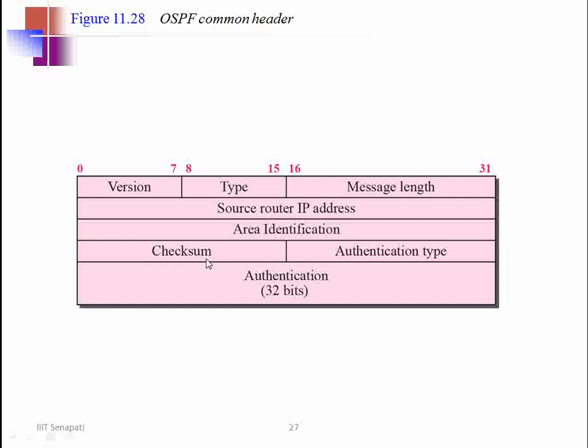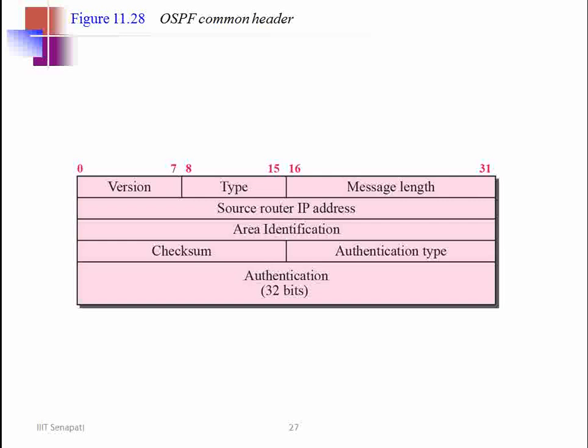This is the checksum. Checksum is always used for error detection. Actually it is on the entire packet. It is not like the earlier cases where the checksum was for the header only. In this case the checksum is for the entire packet excluding the authentication type and also the authentication data field.